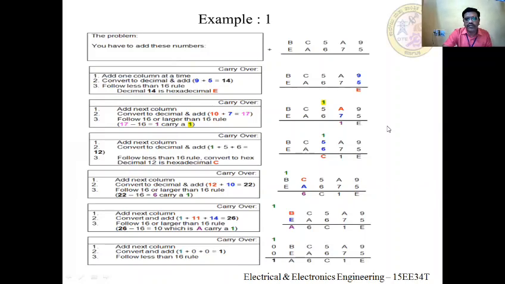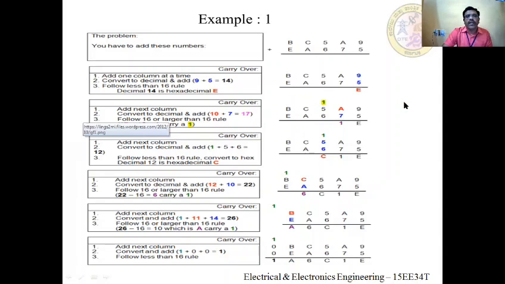So here how many steps are there in total? This is step number 1, step number 2, step number 3, step number 4, step number 5, and step number 6. Similarly for the other number. So 6 steps are there.